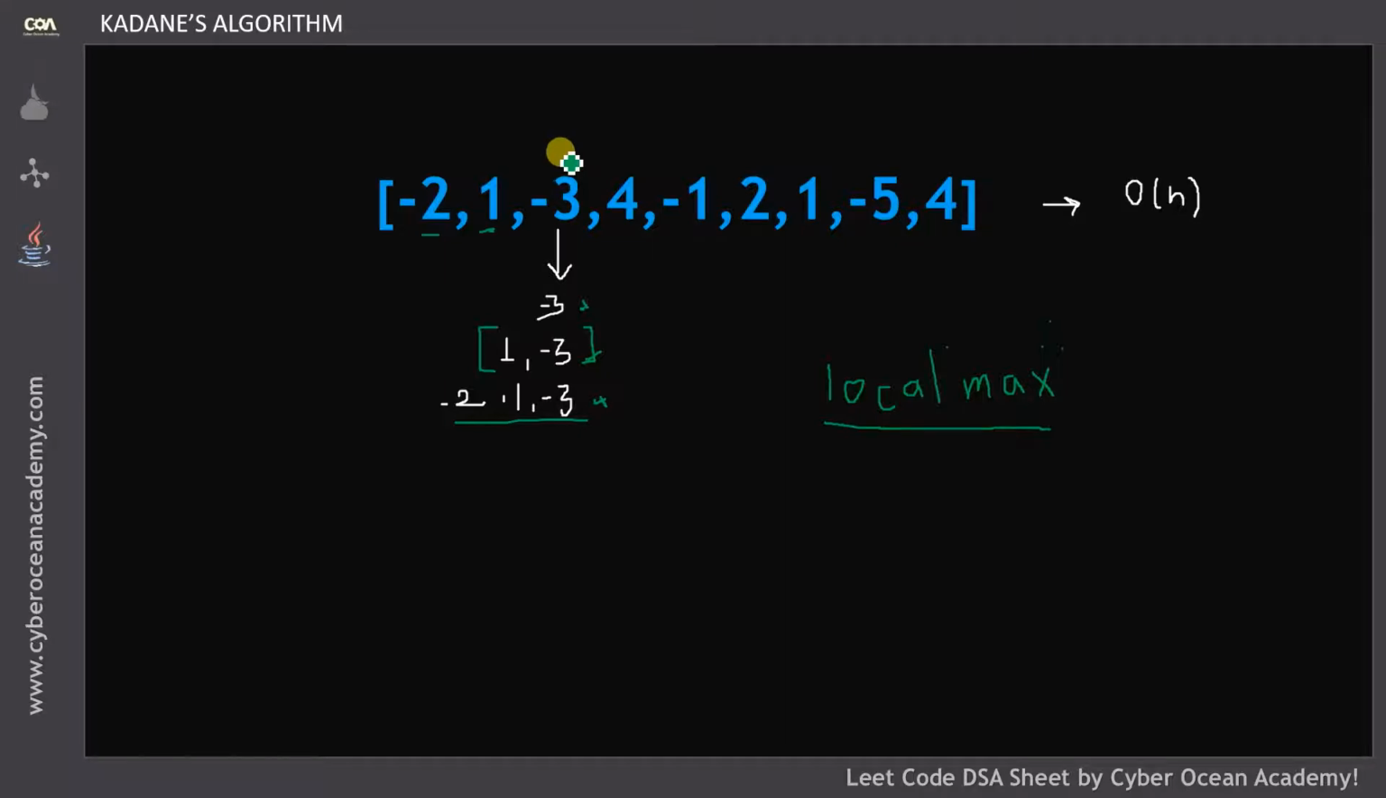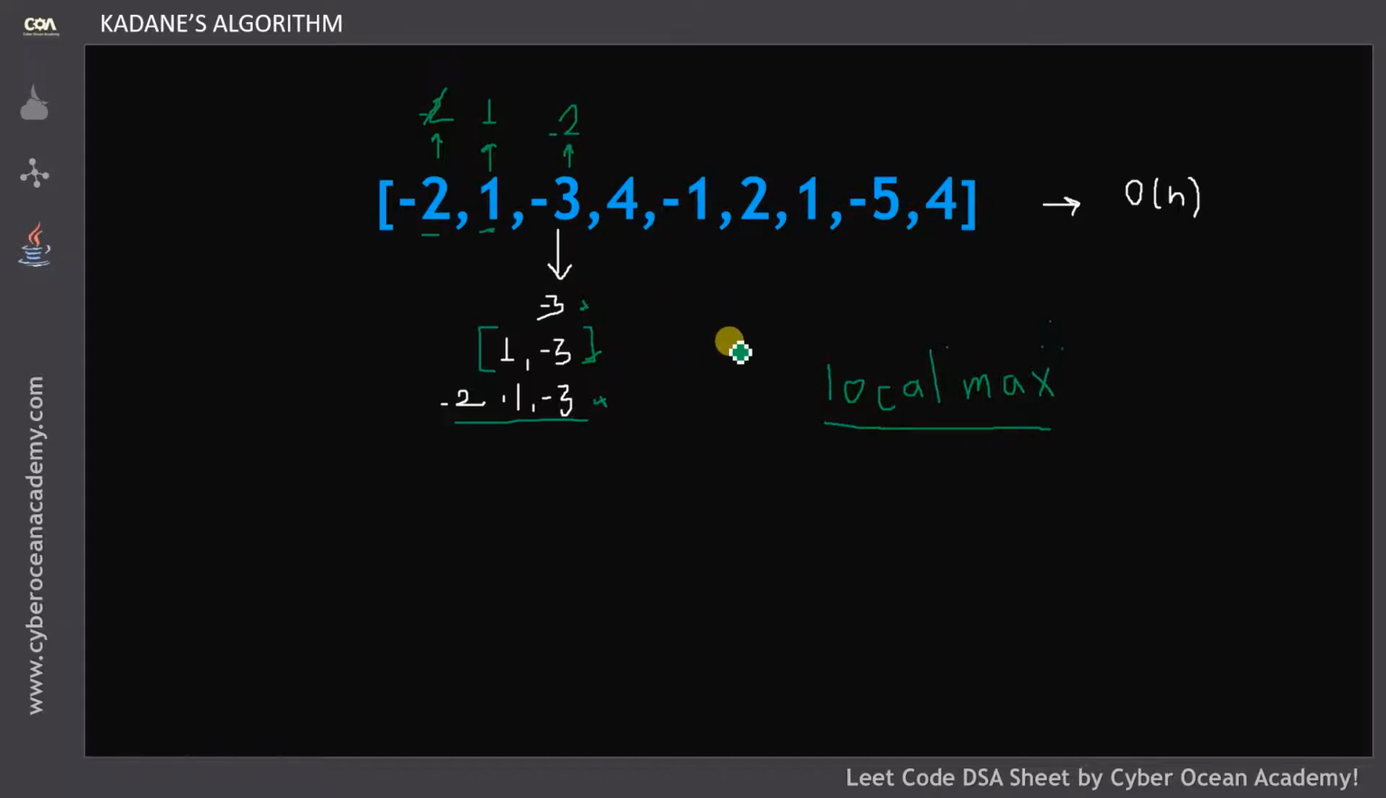Suppose we reach the index with value minus 2. There is only one element, so the maximum subarray is minus 2 itself. But when you reach the second index, sorry, the index with value 1, here the maximum is 1. So right now the local maximum is 1. When you go to the next index, the local maximum is 1 minus 3, that is minus 2. So every time, basically, we calculate the local maximum.